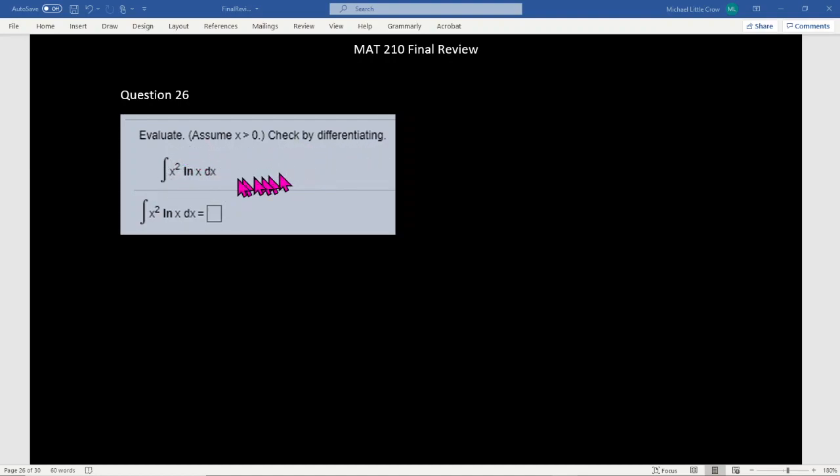Evaluate, check by differentiating. Now, hopefully you can remember. They don't tell us integration by parts, but that's really all we can do because x squared is not the derivative of the natural log. If this was natural log x cubed, that would go down and then it would be a derivative of the inside, but it's not. So what we're going to do is integration by parts here. It doesn't say, but that's the only way to do this, because one part is not the derivative of the other. Okay, using the chain rule.